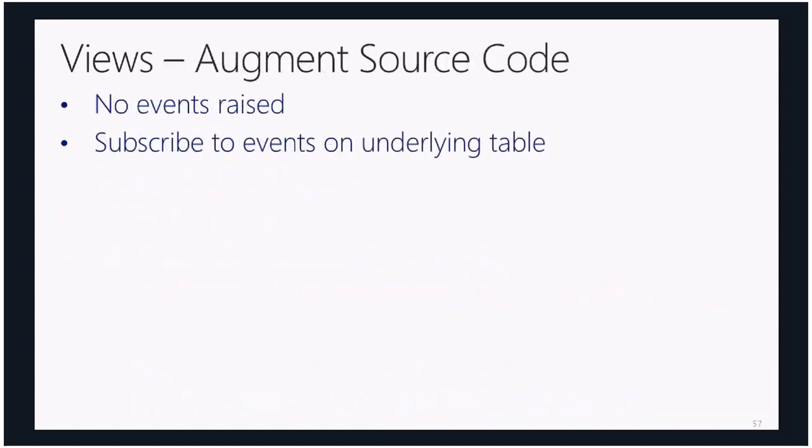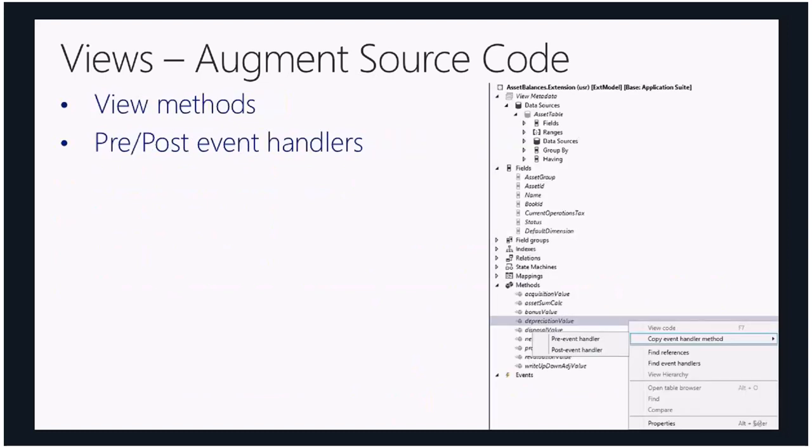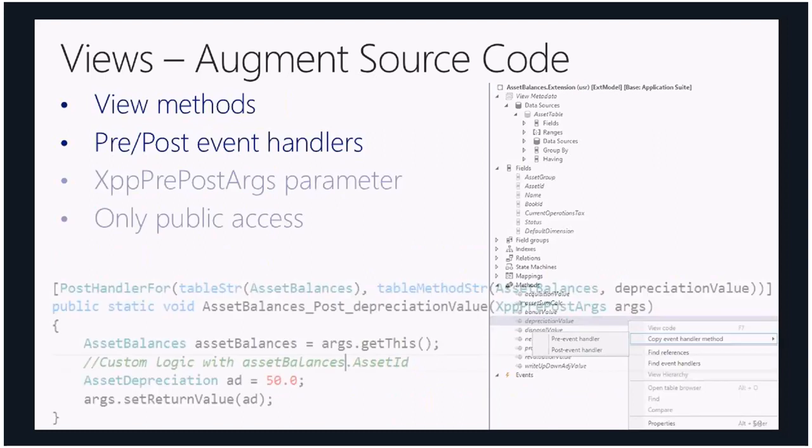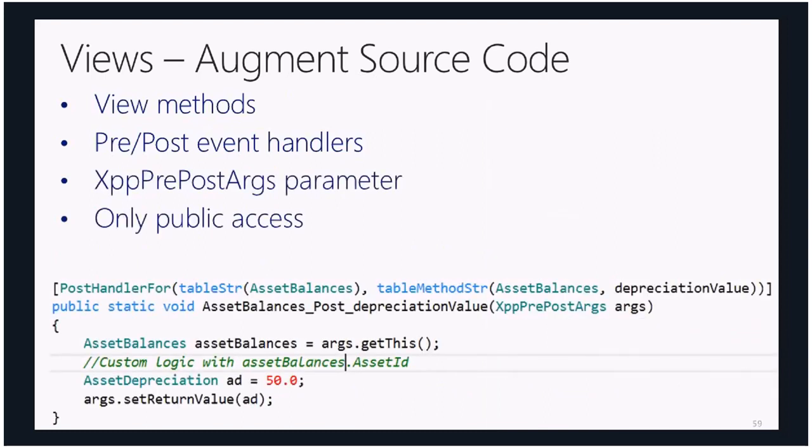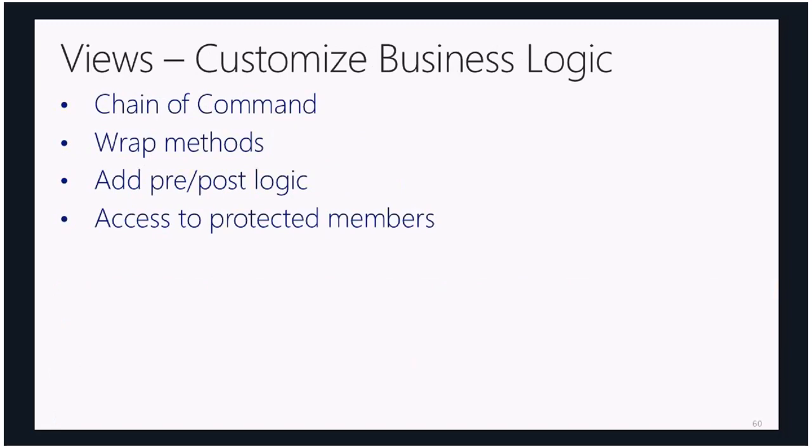Since views do not raise events, it is not possible to subscribe to data events. Instead, subscribe to events on the underlying tables. If the view defines methods, it is possible to define pre- or post-event handlers on these as well, with the same set of restrictions. This code example shows it is still possible to modify the return value using these techniques. Views also support the chain of command wrapping feature, which gives you the same ability as in forms and tables to write powerful extension code with access to protected member variables and methods.